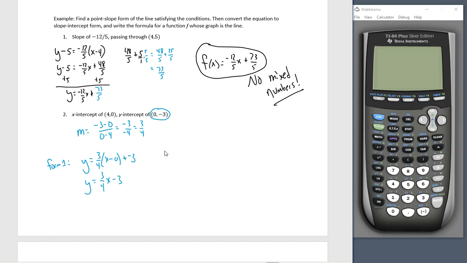If instead we choose to use the other point, y minus 0 equals 3/4 times x minus 4. This is an or. You do not have to do both. We'll see that we have the same answer either way. So whichever point you chose, you'll get the exact same answer. Let's finish this off with function notation. 3/4 x minus 3. All right, circle our answers. There we go.